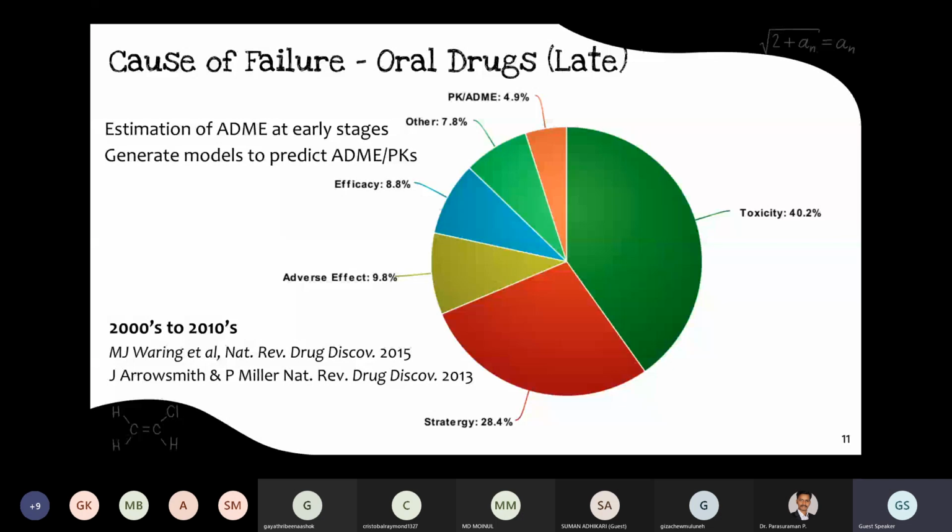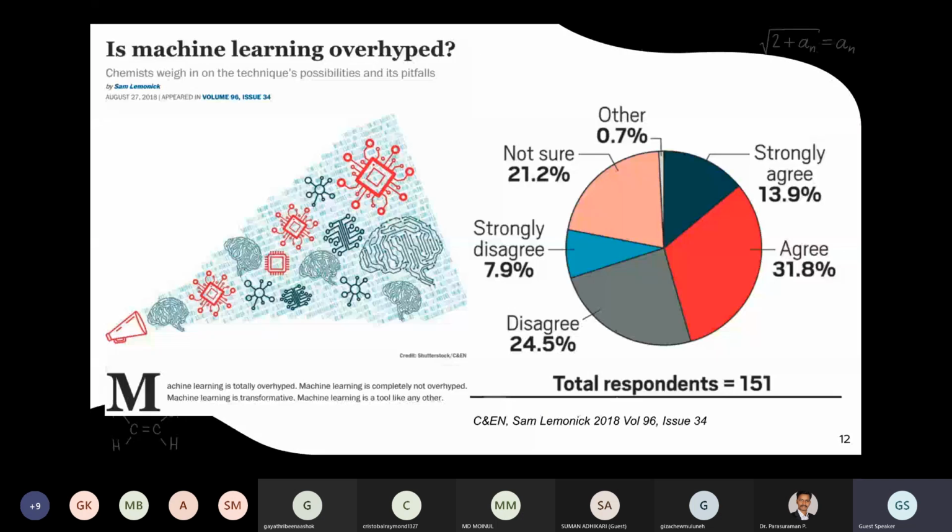That's why recently you can see a lot of machine learning applications on retrosynthetic pathways to design new molecules, whether synthesizable or not. What is a knowledge-based method for toxicity? Or can we design new molecules avoiding toxicity? All those questions came up. But still there is a question: is machine learning overhyped? Because chemists weigh in on the techniques, possibilities, and pitfalls. This was published in C&EN in 2018. Of course, two years have passed, but it is still worth it. So machine learning is totally overhyped.